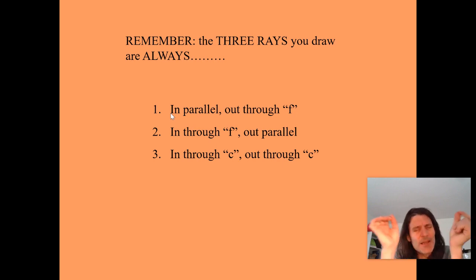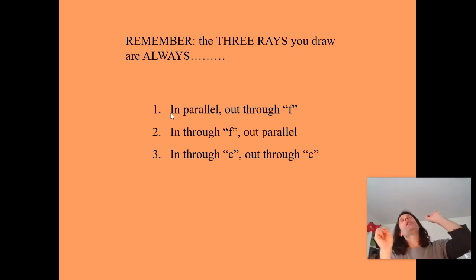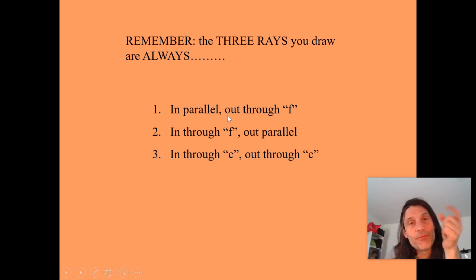So this is showing you a little bit of the geometry behind it. When we draw light rays, we will say hi to Ray. Hi, Ray. Three different light rays. The first two are the ones that we really like to focus on. The third one is a nice one to use just to kind of double check that the first two are doing what they're supposed to, but you will go in parallel out through F. I will explain what that means in just a few.